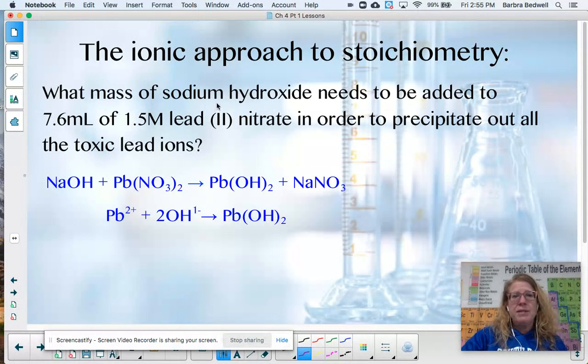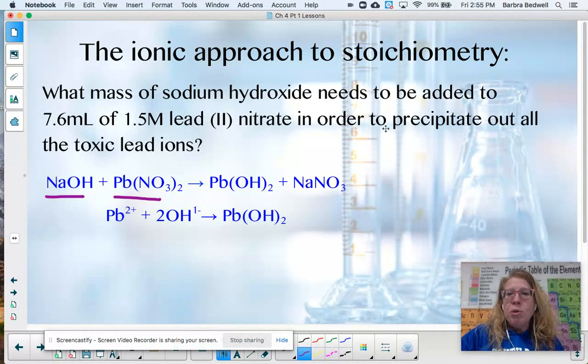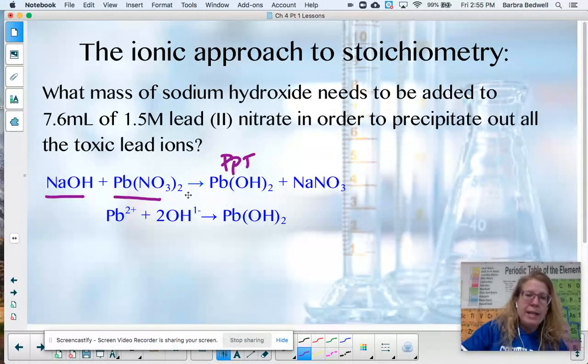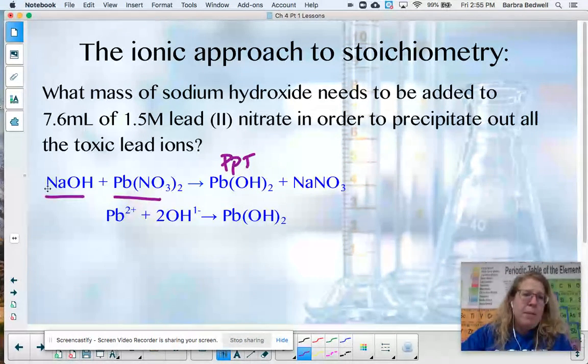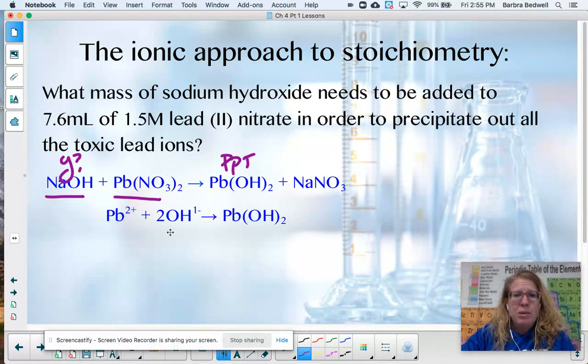So this is the problem: what mass of sodium hydroxide needs to be added to 17.6 milliliters of lead(II) nitrate in order to precipitate out all of the toxic lead ions? In other words, here's our precipitate right here. So I need to be able to get rid of all of these lead ions. That's what I'm trying to do. So how much of this do I need to add? And I'm looking for grams of this. That's what I'm trying to find.